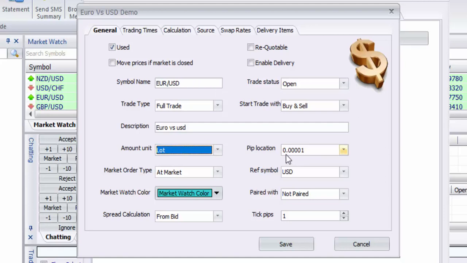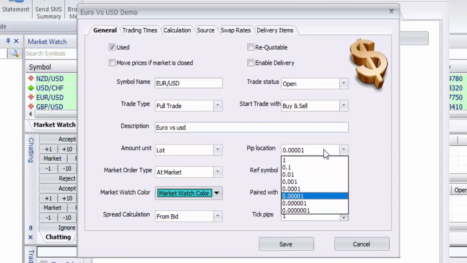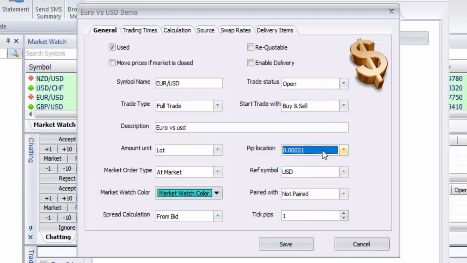The fib location is actually how many digits after the decimal, how many decimal digits. You can change it. It affects the fluctuation of prices on the market watch, and of course the spreads, and a lot of course it affects the trading, the spreads, the fluctuation on the market watch.